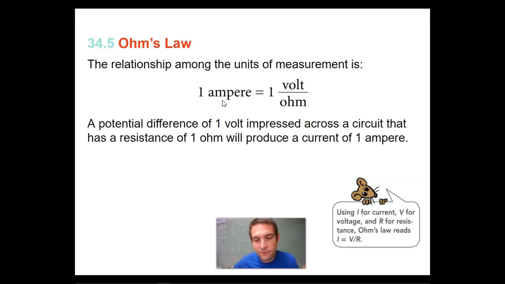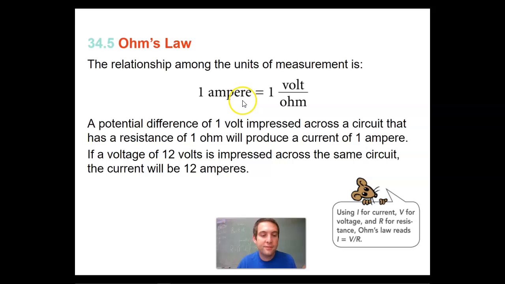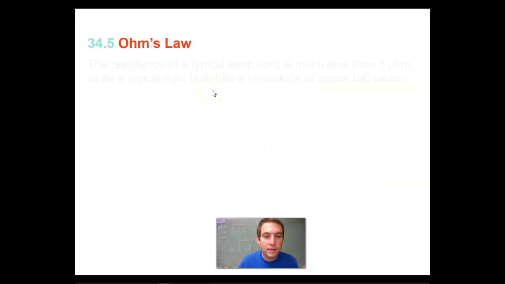A potential difference of 1 volt impressed across a circuit that has a resistance of 1 ohm will produce a current of 1 ampere. If the voltage is 12 volts across the same circuit, the current will then be 12 amperes because the volt is in the numerator. So whatever we do to the volt, we just do to the current.